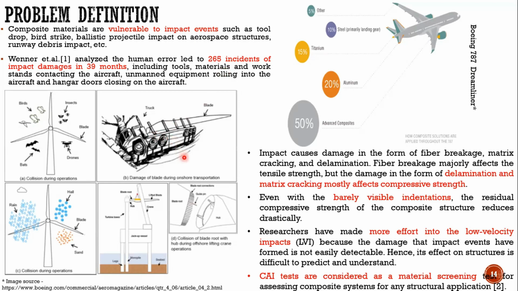Even for windmill blades, we have bird strikes and drone strikes, and then hail, rain, snow particles and dust particles. Multiple things are there, because of which we are facing barely visible indentations, like a debris impact on an aerospace structure. It cannot be seen with the naked eye. We don't know it is present, but its effect on the structure could be very fatal.